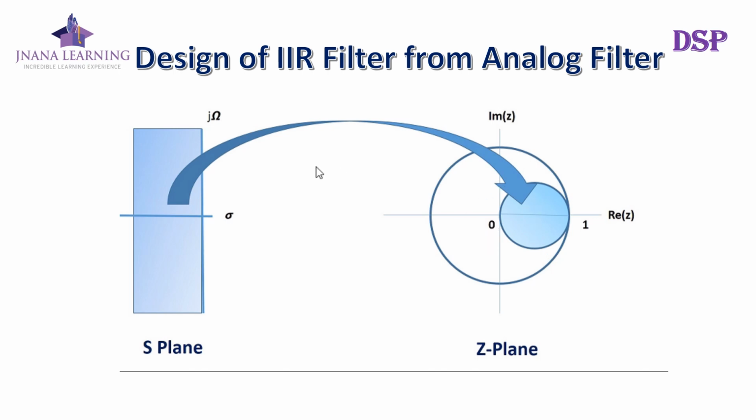Now it is said that if the conversion from analog filter to digital filter, or from analog domain to digital domain, is to be effective, it should possess some desirable properties. The first one is that the j omega axis in the S plane should map into the unit circle in the Z plane. Thus, there will be a direct relationship between the two frequency variables in the two domains, that is, analog domain and digital domain.